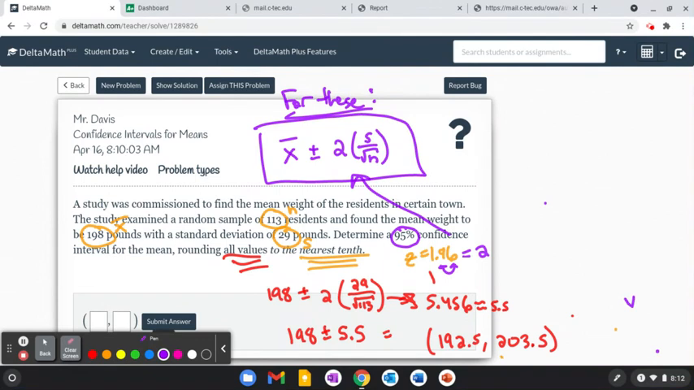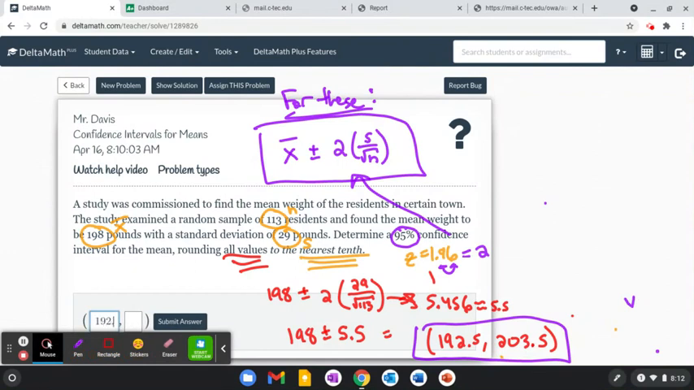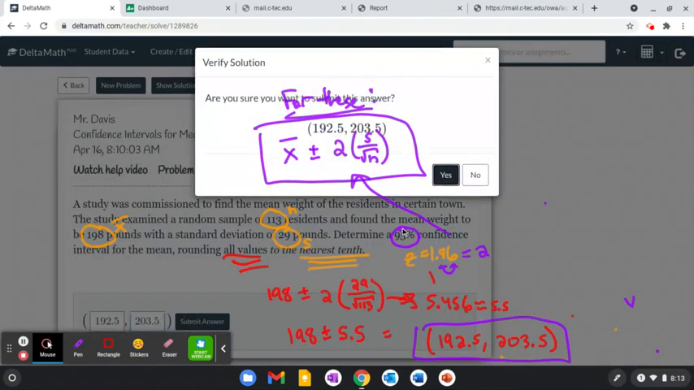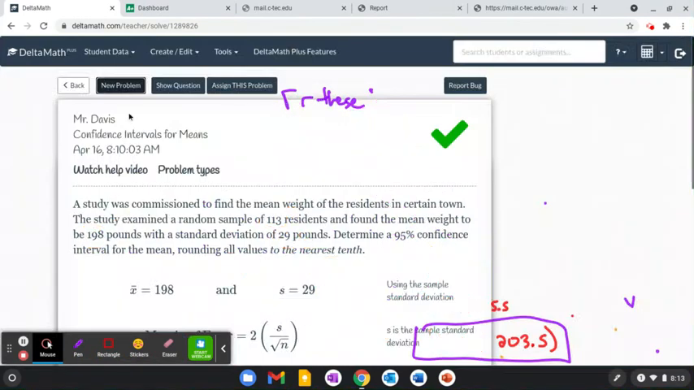One of the confusing things can be rounding all of the values as you go. I don't really know why they have you do that, but for whatever reason, that's the case on this, rounding all of the intermediate values. And then let's go ahead and type that in. 192.5, 203.5. All right, let's go ahead and do one more.